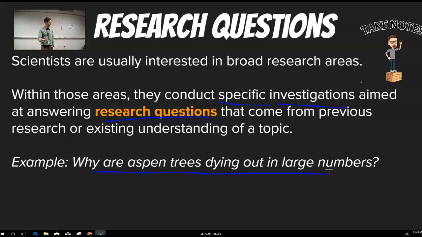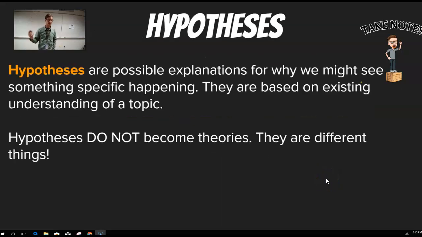And researchers and others started saying, man, there's a lot of aspen trees dying in areas like Colorado. Why is that happening? And so you try to answer a specific research question with a hypothesis, which is a possible explanation. And just like the research question, it's based on existing understanding, right? Based on what I already know about this topic, this is what I think is the answer to the research question. And as we already know, scientists are actually more excited to find out that their hypothesis is wrong because it allows them to develop new understanding.